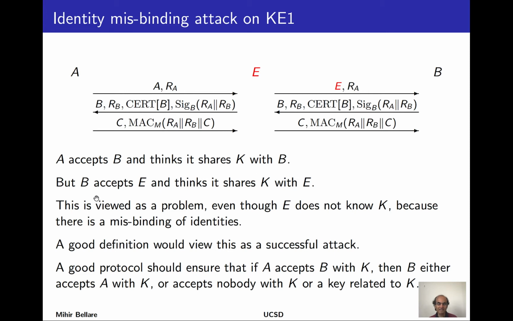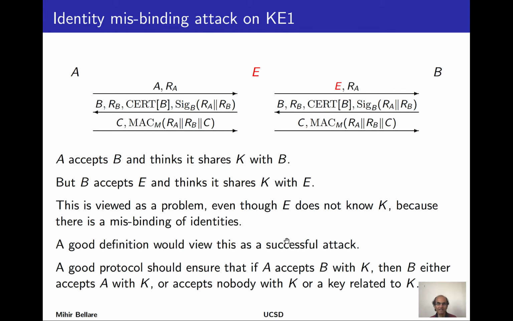What's the difficulty is that B thinks it shares the session key with E, because E is the entity named over here. But A thinks that that same session key is shared with B. And so you have this incongruity, or difference, in who the parties think they share the same key with. And this is a problem.